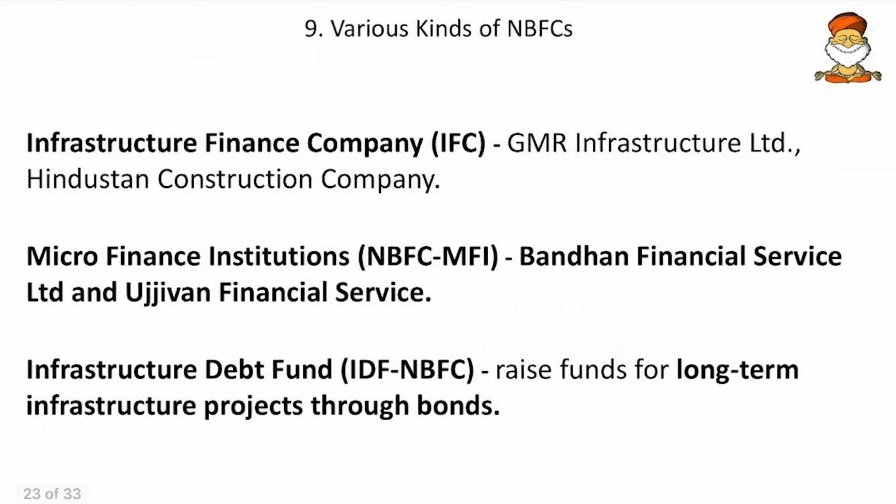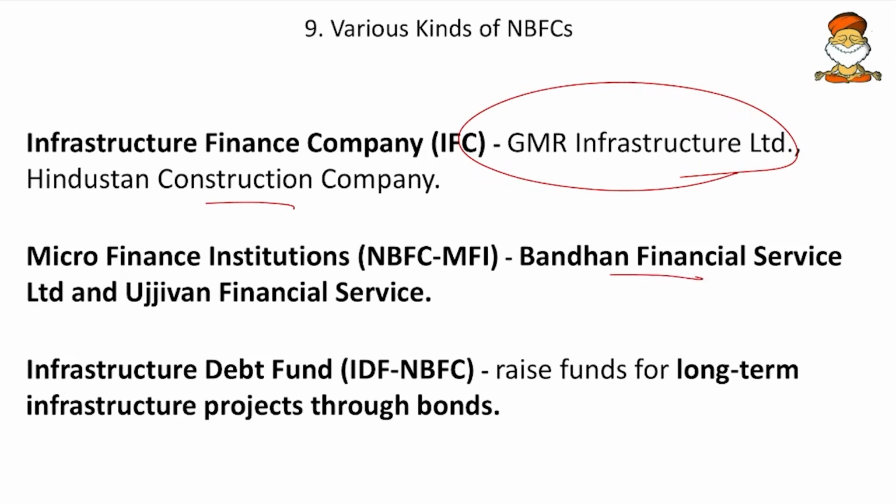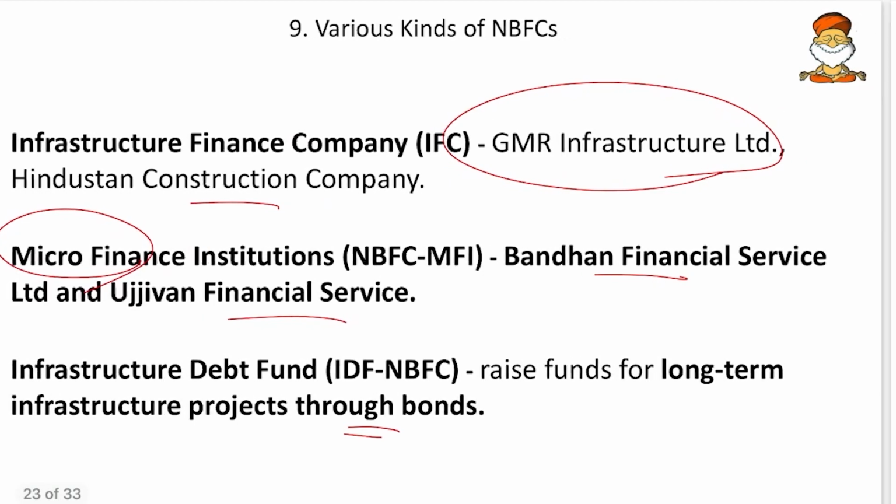And then the infrastructure finance companies, such as GMR Infrastructure Limited or Hindustan Construction Company, which finance road construction or rail construction. Then microfinance institutions, such as Bandhan Financial Services Limited and Ujjivan Financial Services, which give micro loans. And then infrastructure debt funds, which raise funds for long-term infrastructure projects through bonds. So these are the various NBFCs. NBFCs are an ocean, so there are various kinds, and this is a brief insight into all of them.